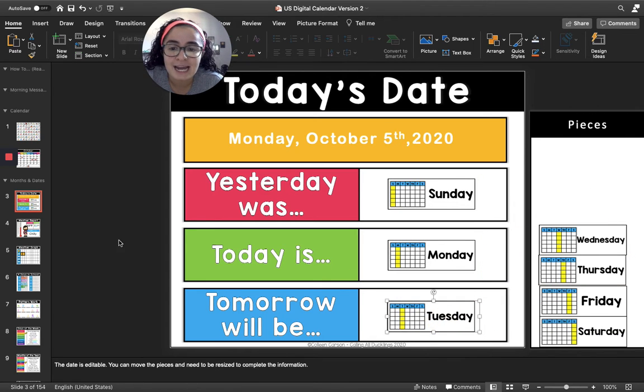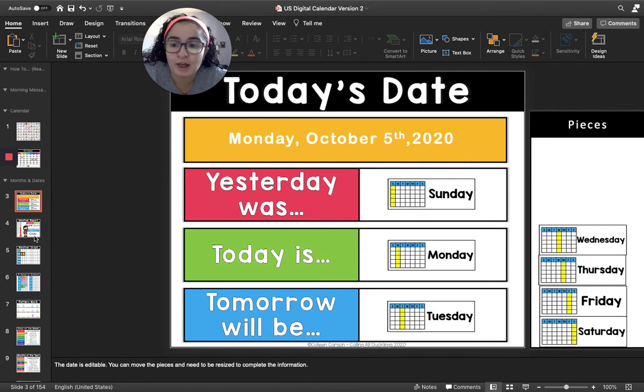All right, now I'm going to read it all together and then I would love for you to read along with me. So I'm going to start up at the pink box. Yesterday was Sunday. Today is Monday. Tomorrow will be Tuesday. All right, now let's say it together. Yesterday was Sunday. Today is Monday. Tomorrow will be Tuesday. Fantastic.